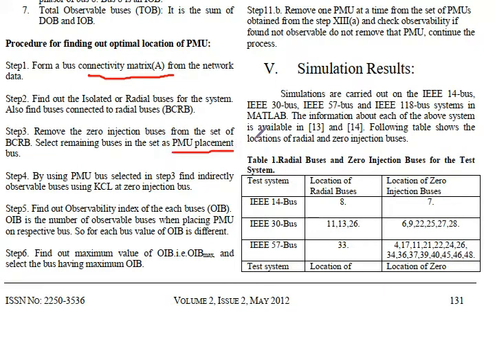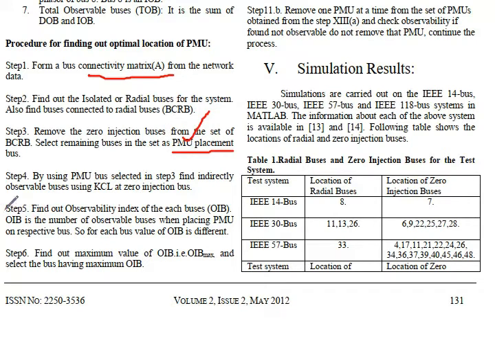Install PMUs there temporarily. Consider the PMUs are there. Then, by using the PMU buses selected, find the directly and indirectly observable buses. The rules of direct and indirect observability are defined in our previous lecture. The directly observable buses will be those buses where the PMUs are installed.